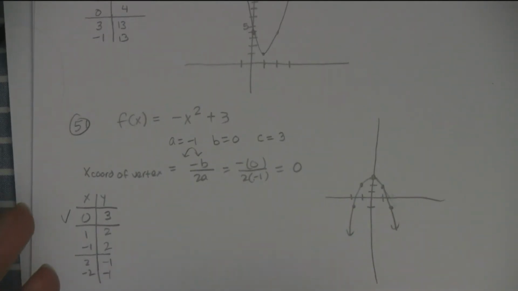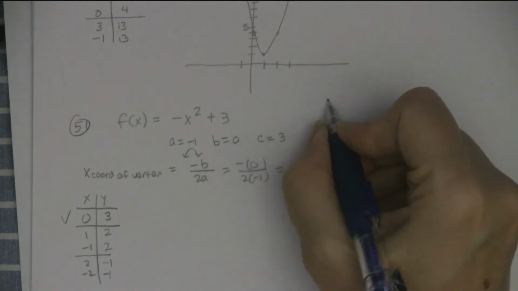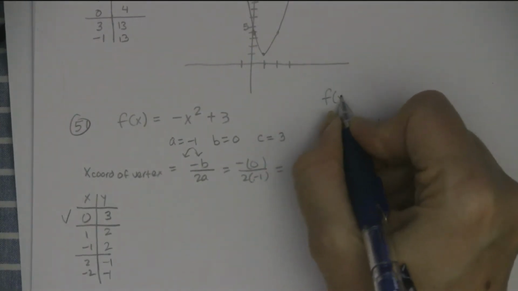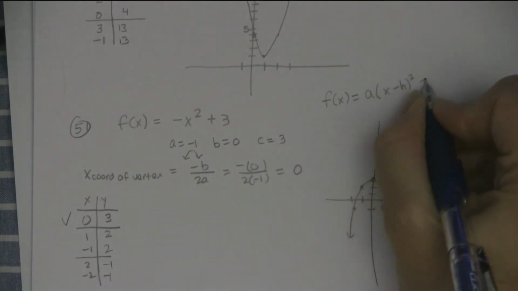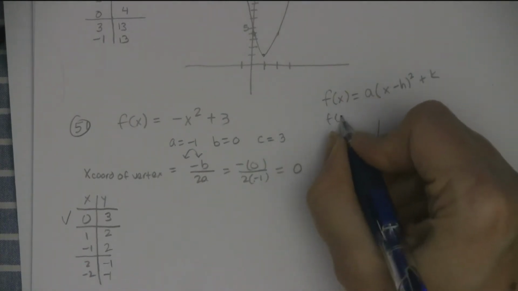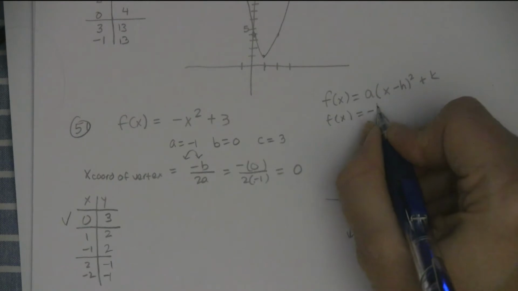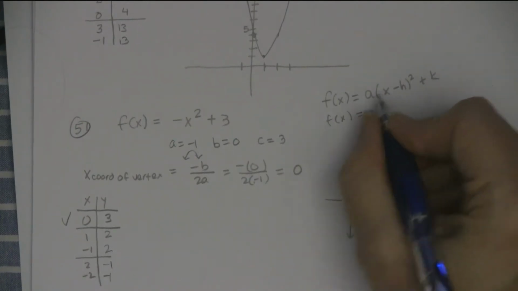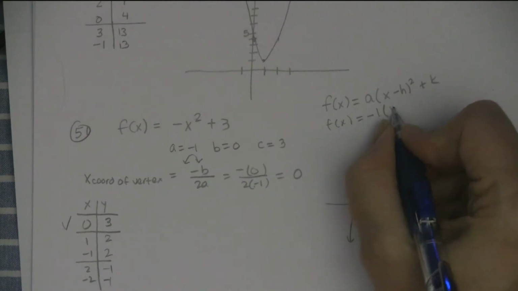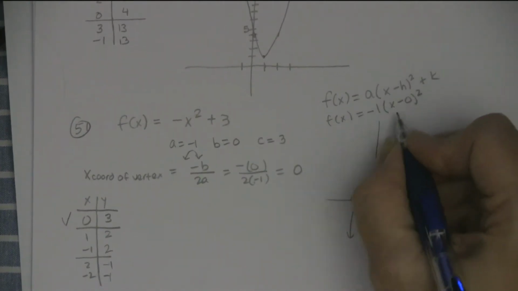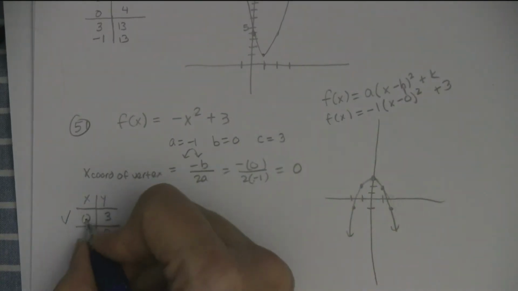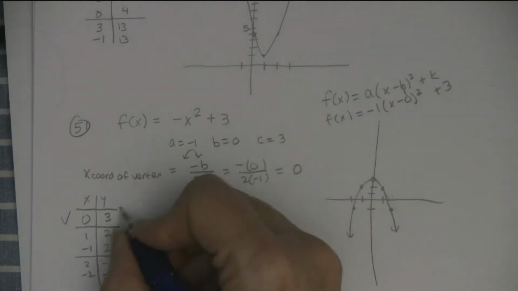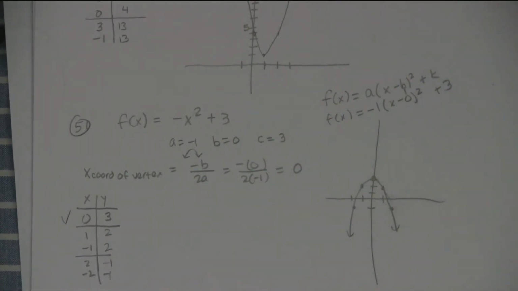Now, I did it using standard form. This is also vertex form, actually, because remember how vertex form looks? It looks like a times x minus h squared plus k. And so you can write this as negative 1, right? And then because this is x squared, you can write this as x minus 0 squared. See how that's the same as negative x squared plus 3. And see how h is 0, and k is 3. So it was actually in both forms. It was in standard form and vertex form at the same time.